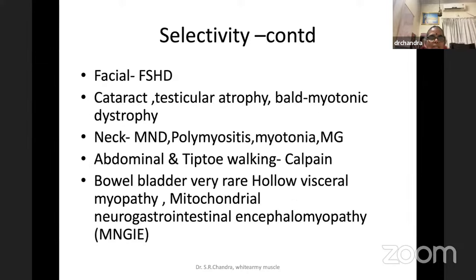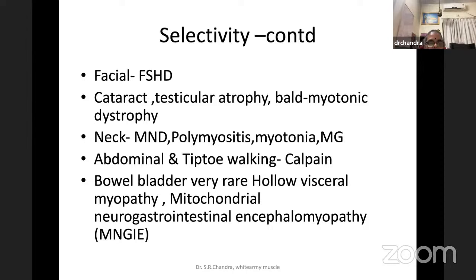Then facial involvement: FSHD. Presence of cataract, testicular atrophy, and baldness: myotonic dystrophy. Significant neck muscle involvement: motor neuron disease, polymyositis, myotonia, and myasthenia. Abdominal muscles and tiptoe walking: calpainopathy. Bowel and bladder involvement is very rare, but it is seen in hollow visceral myopathy.